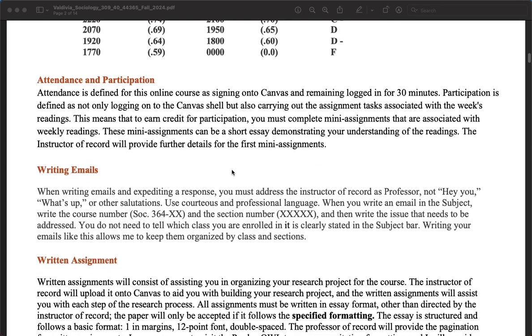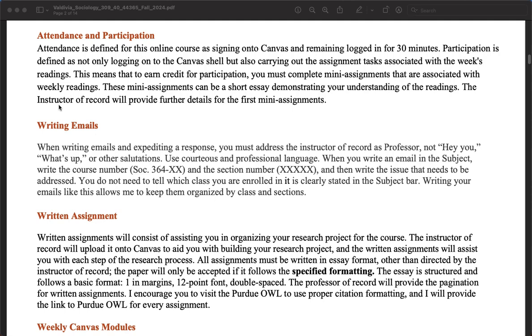Okay. Now, writing emails. When writing emails and expecting a response, you must address the instructor of record as professor, not "hey you," "what's up," or other salutations. This has happened to me at Dominguez Hills as well as the junior college that I teach at, where I get an email and the student goes, "Hey, what's up, professor?" or, "Hey, professor," or, "Hey, you." First thing, and I don't mean to come out sounding rude or callous or unfriendly, professors are not necessarily there to be friends, right?